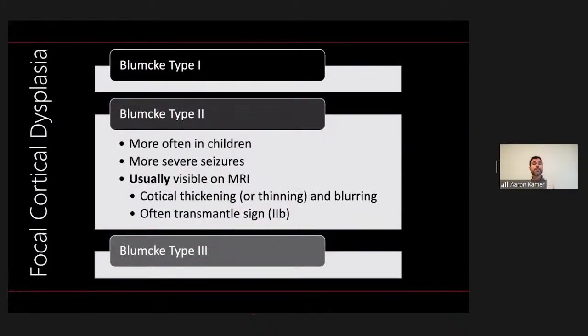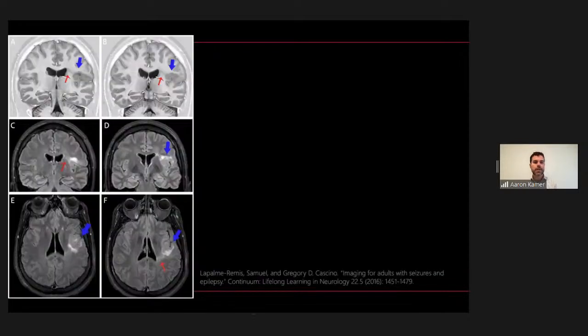All right. Type 2 is one that we do much more typically see on MRI. This is more often associated with cortical thickening and blurring, and oftentimes we'll see what's called a transmantle sign that indicates that we're looking at a type 2B or Taylor type cortical dysplasia.